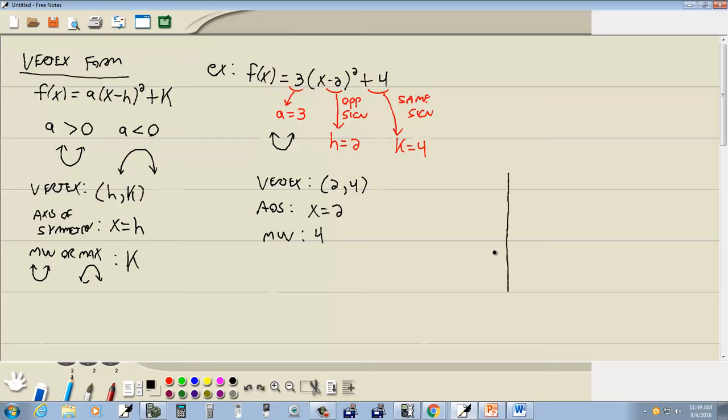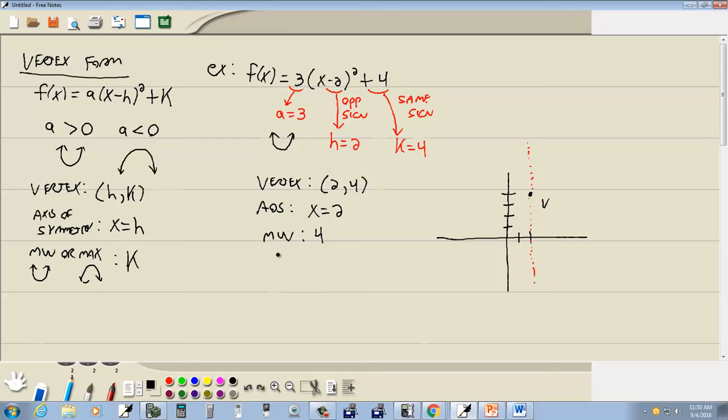Now to graph this, I go to my vertex, 2, 4. And my vertex would be right here. Now our axis of symmetry is x equals 2. So the axis of symmetry is an invisible line at x equals 2. And min is 4. That doesn't really help us much on the graphing. That's more if you have questions, I ask you about that. And our graph's going to open up, so we know generally what that looks like.